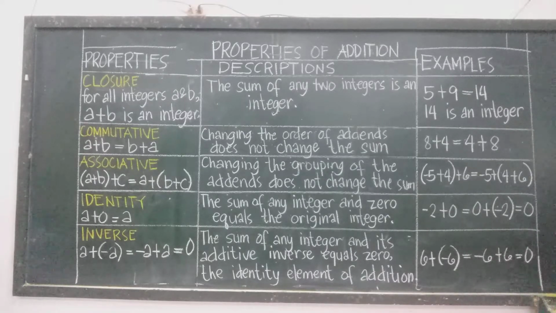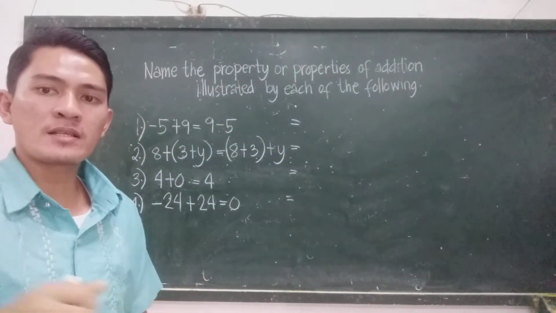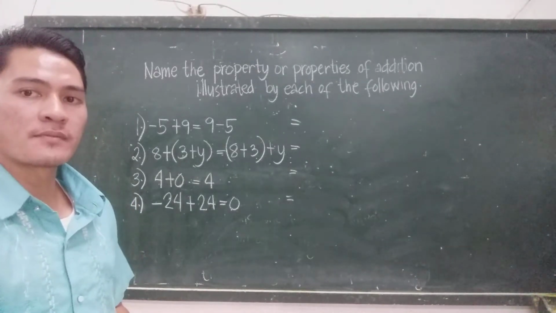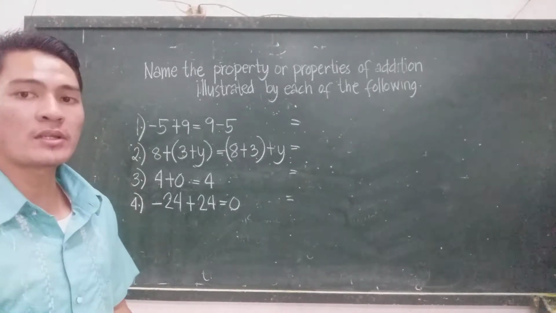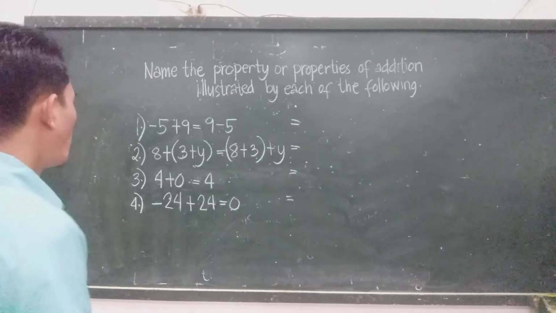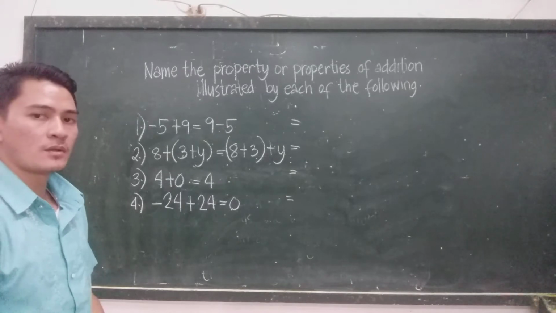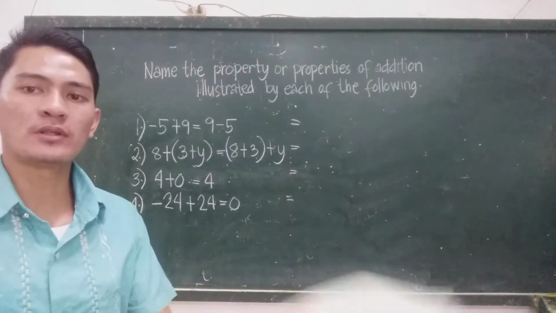Since I've shown you the properties of addition, let's proceed to examples. As a short discussion, I have here four examples. Name the property or properties of addition illustrated by each of the following. Number 1, negative 5 plus 9 is equal to 9 plus negative 5. What kind of property is example number 1?